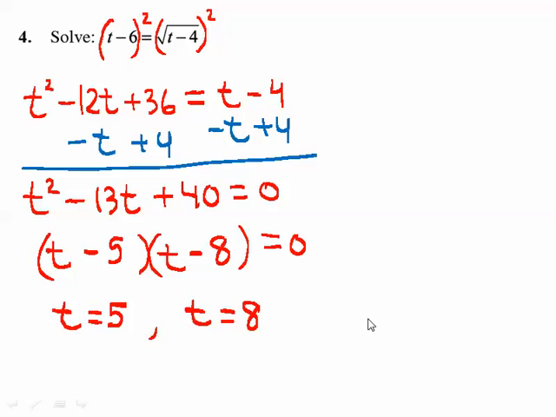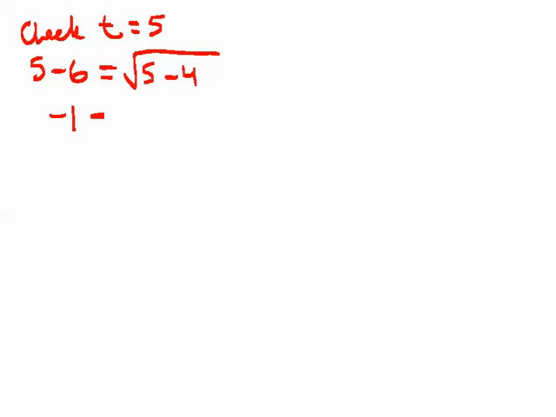x equals, t is equal to 5, plugged it in. So 5 minus 6 is equal to the square root of 5 minus 4. Alright, and give you a little bit of the shortcut here. Notice 5 minus 6 is a negative 1. And so the question is there ever a time that a square root can equal a negative number? I don't think so.